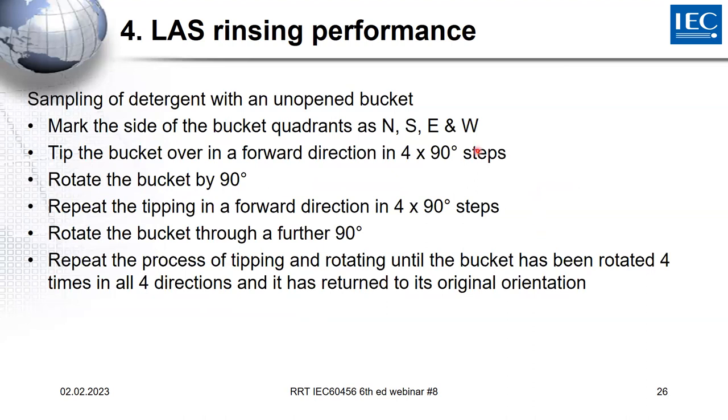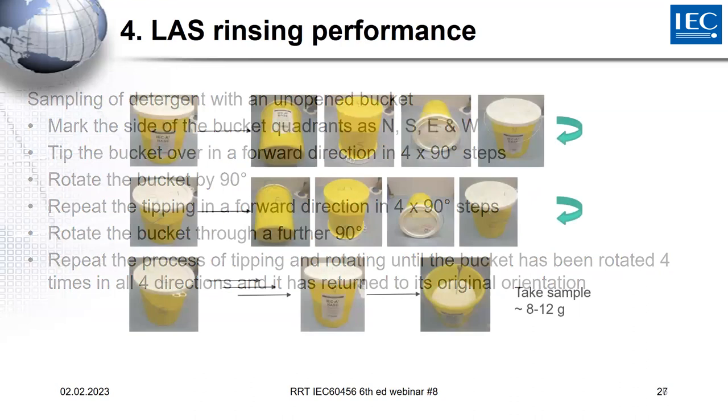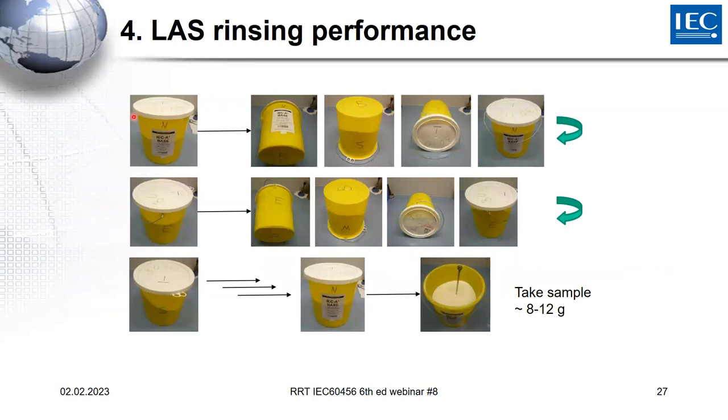I have written here the procedure, how it works, but I think it might be easier if you see it on pictures. So what you do, you label each side, maybe the wrong term, but north, east, south, and west. And then you start with the north facing to you. You tip over the bucket again, so you come to the initial position. Then you turn it by 90 degrees. In this case the E is looking towards you, and you tip it over 1, 2, 3, 4 times again. Then you turn it again. Then you come to south, do the same, turn it around, come to the west, tip it over, turn it around, and then you come to the initial position, which is the N. Then you open the bucket and you take out the sample.